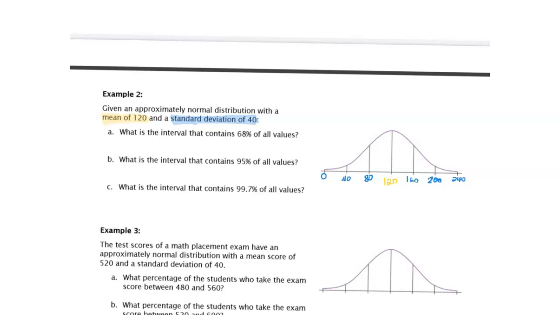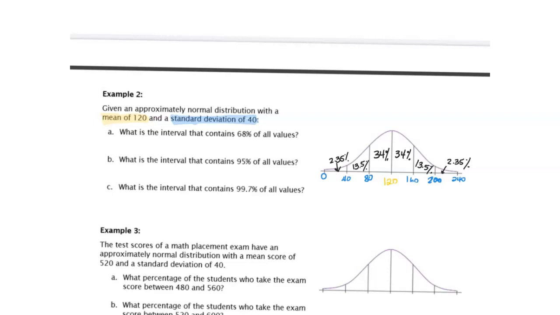All right. So our very first question asks us, what is the interval that contains 68% of the values? If you were to go backwards in your notes, you should remember the following percentages. We have 34% of our data here, 34% of our data here. Next, we have 13.5%, 13.5%. Again, it's all mirrored. And then here we have 2.35% and 2.35%.